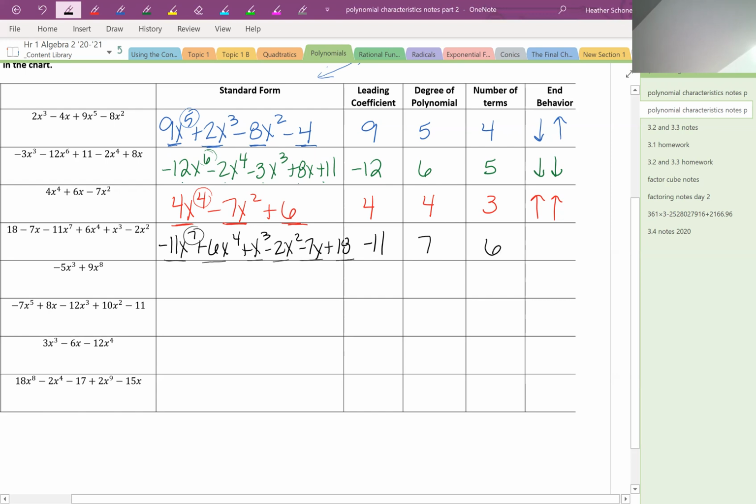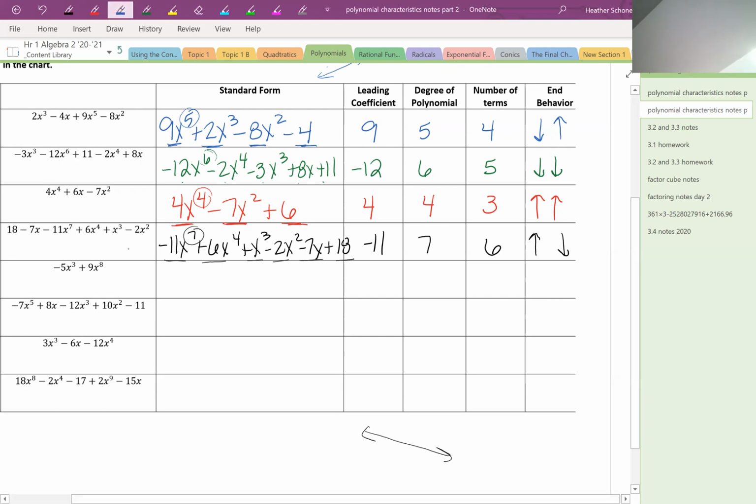Now we have to figure out the end behavior. The degree is odd, which means it's going different directions. The leading coefficient is negative, so it's going to have a negative slope. And if you have a line with a negative slope, it's going down to the right. So we have down to the right and up to the left. Let's do 2 more, and then we'll go on to something else.